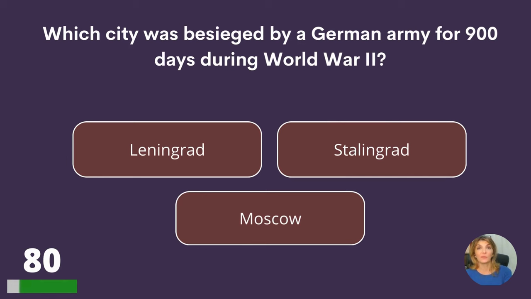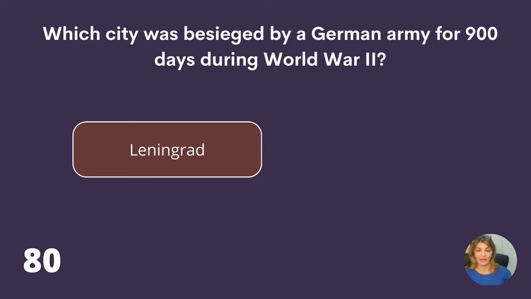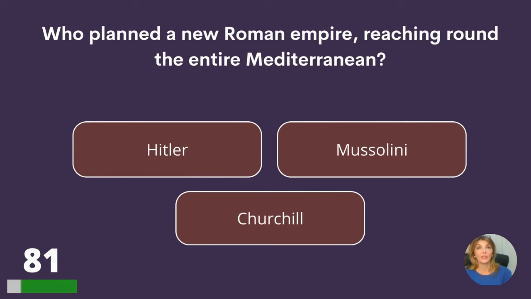Which city was besieged by a German army for 900 days during World War II? Leningrad, Stalingrad, or Moscow? Leningrad. Who planned a new Roman Empire reaching round the entire Mediterranean? Hitler, Mussolini, or Churchill? Mussolini.